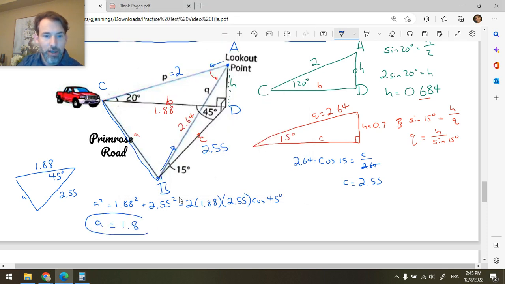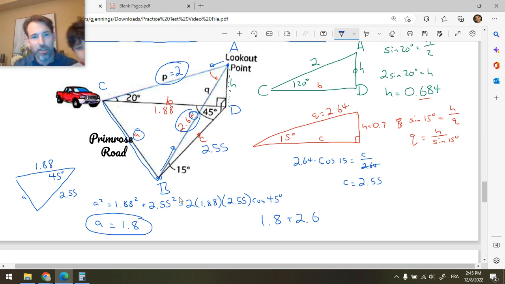Now go through and find the important things that we need. We need A, Q, and P. So then we're going to have 1.8 plus 2.6. I'm going to round away that 4 because we don't need it anymore. Plus 2. That's going to give us 6.4 kilometers, I believe.